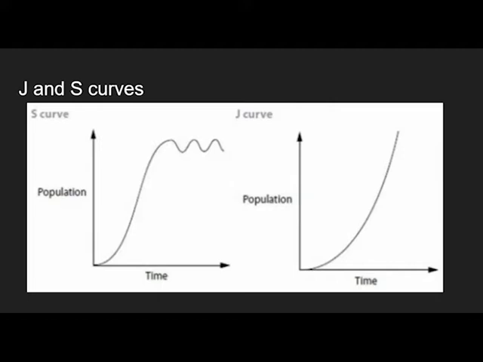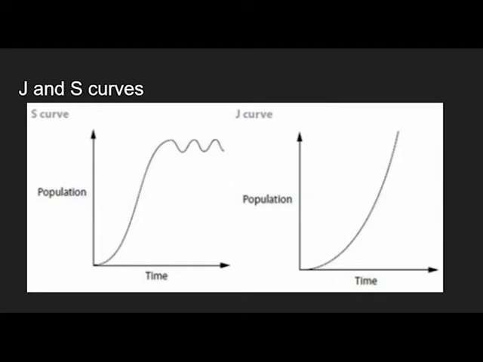controlled by competition of resources, an increase in predators, or an increase of disease. This oscillation around the carrying capacity is typical of a population that has stabilized. The S-curve is usually more characteristic of our K-selected species, or species that have a longer lifespan.